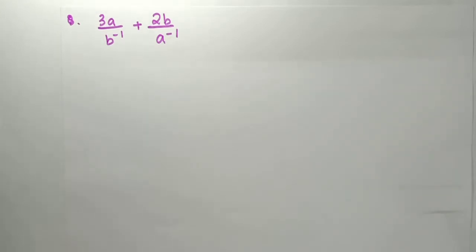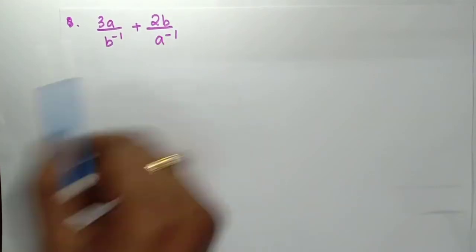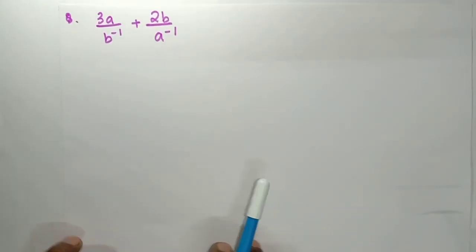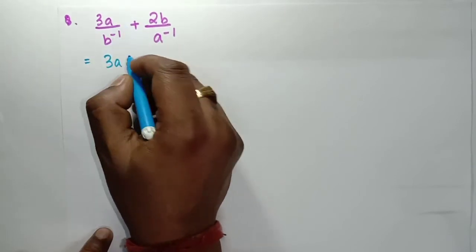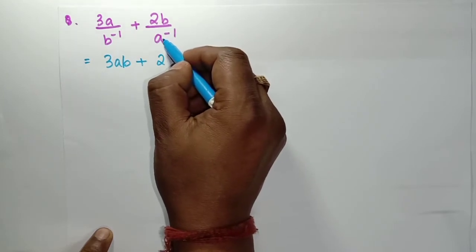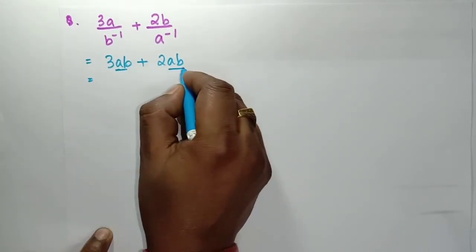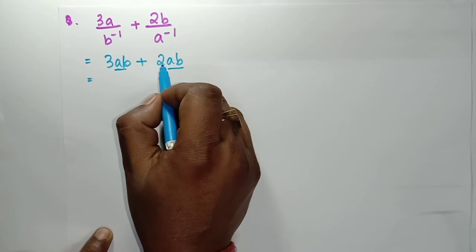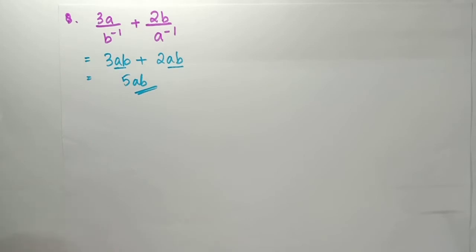So here comes another question. Many students feel this is very hard, but after doing this sum, it's very easy. Now you can see here 3a by b inverse, plus 2b by a inverse. I have already told you in my previous sum, whenever there is a negative, try to make it positive. So how can I make it positive? This I'll take up, so it will be positive: 3ab plus 2. I'll write in ascending order. This is also negative, so to make it positive it will go up, so this will be ab. You can see ab are same. Now we just have to add 3 and 2. So 3 plus 2 is 5ab. So I got the answer.